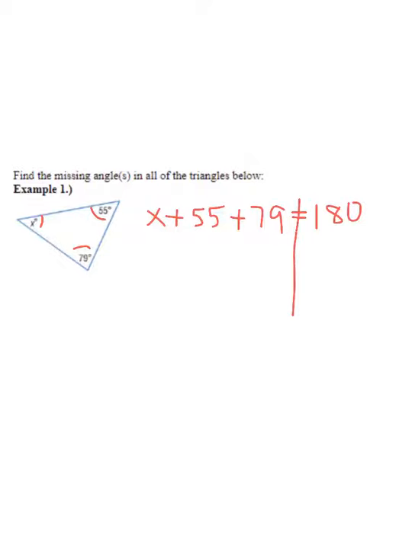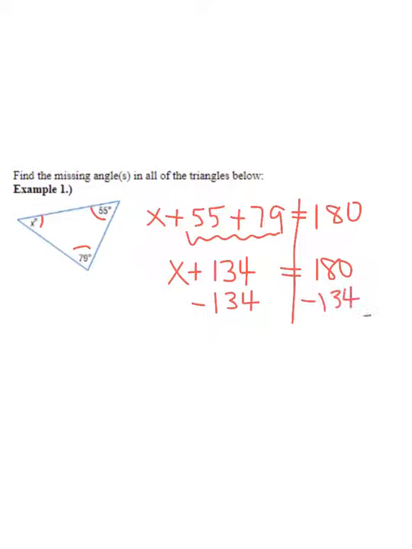You can set up an equation like this and solve. Okay, so you would start by combining your like terms. 55 and 79 are like terms. 55 plus 79 would be 134, so x plus 134 equals 180. And then you can subtract 134 from both sides. All right, so 180 minus 134 would be 46. If you add this up, 46 plus 55 plus 79, it should equal 180.